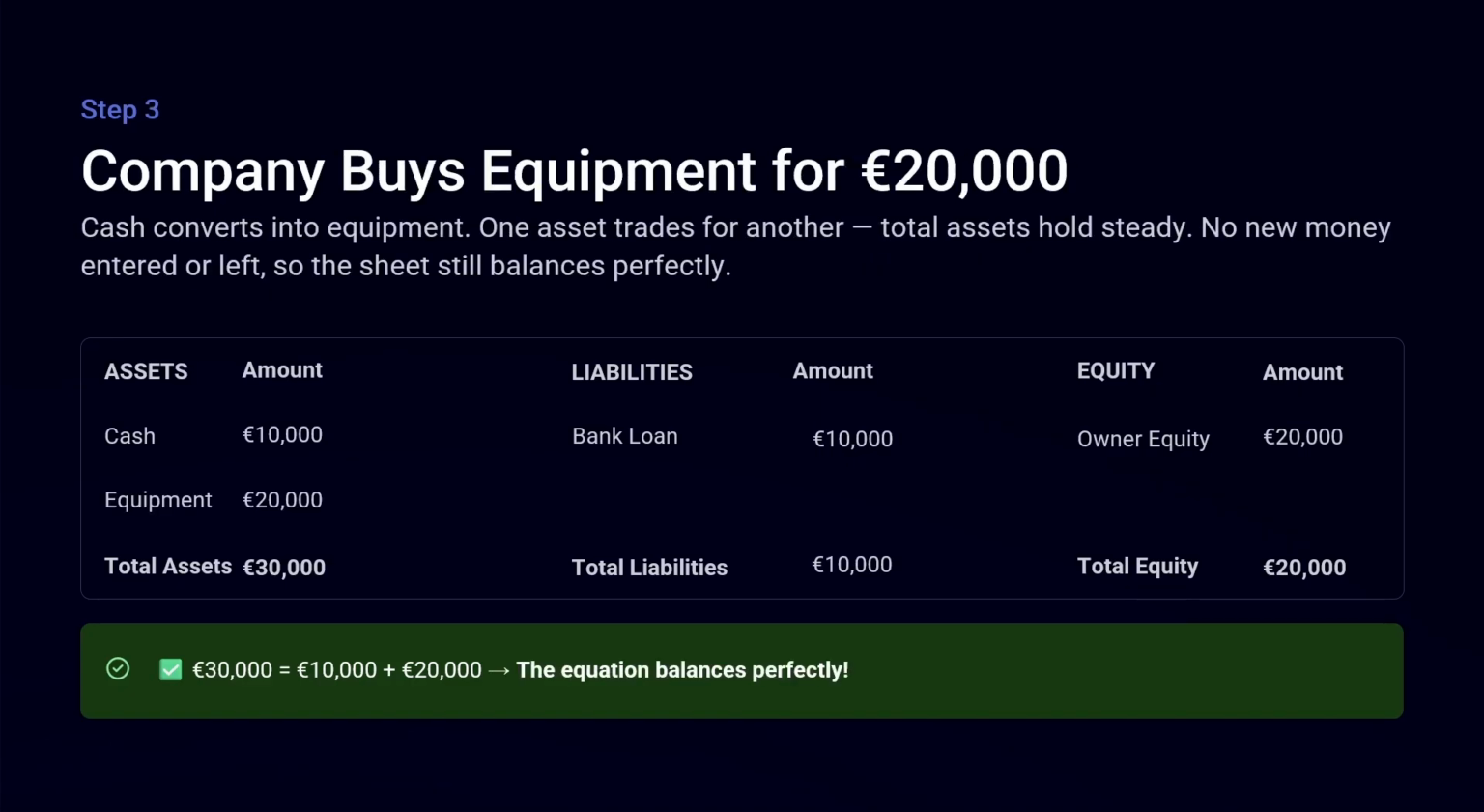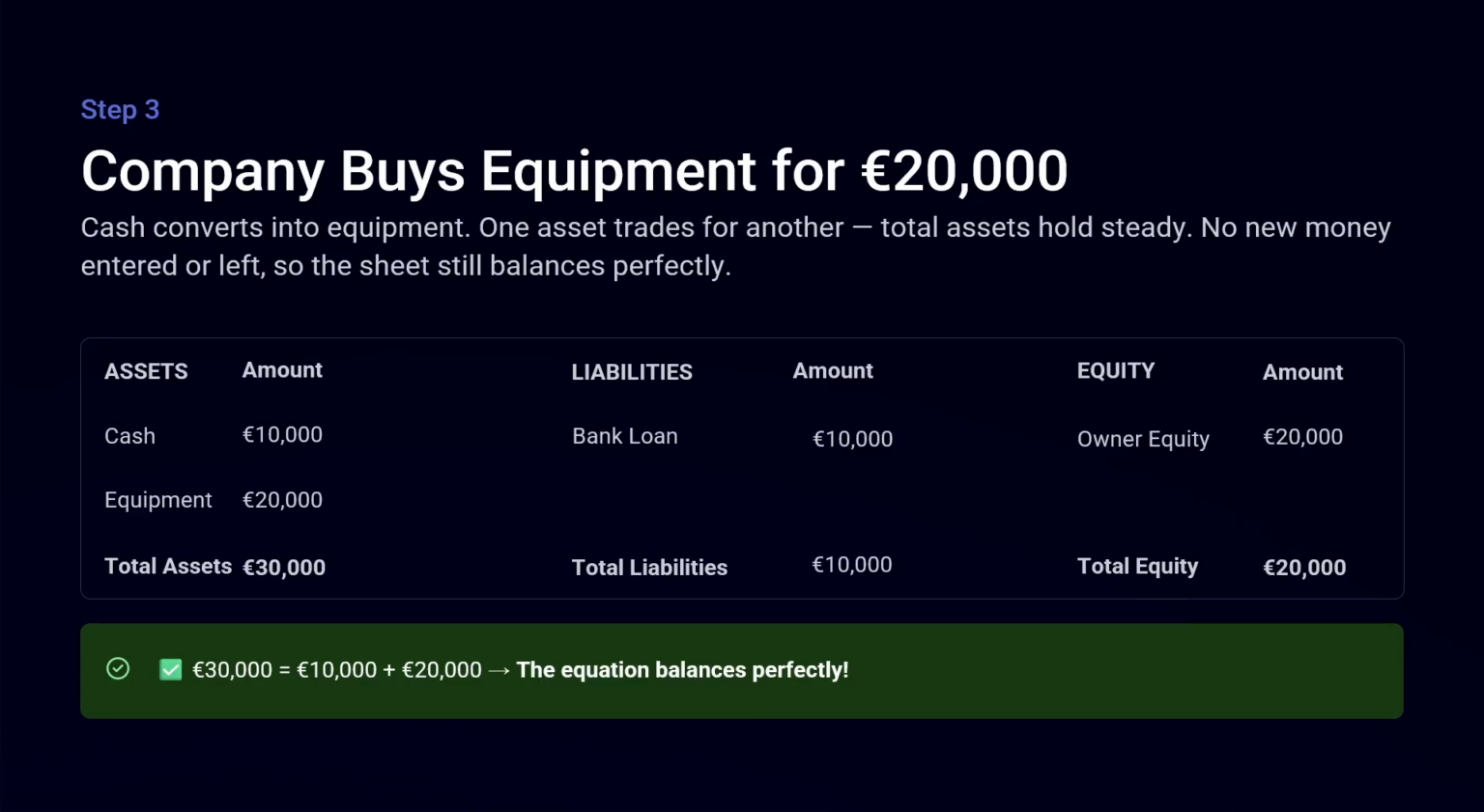Company buys equipment for 20,000 euros. What happens? Cash converts into equipment. One asset trades for another. Total assets hold steady. No new money entered or left, so the sheet still balances perfectly.